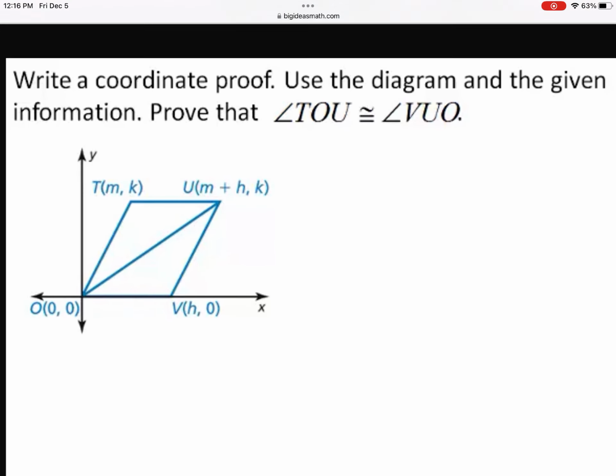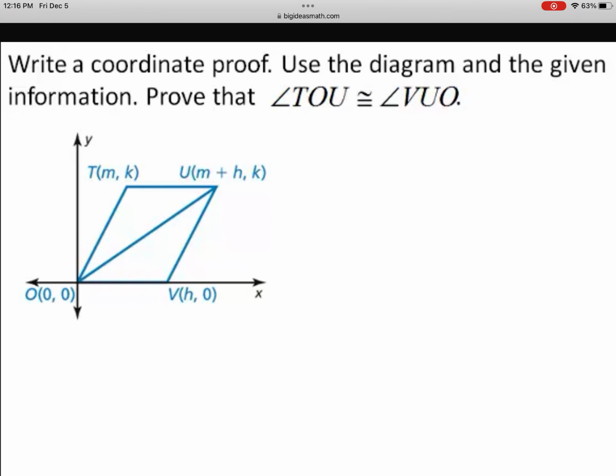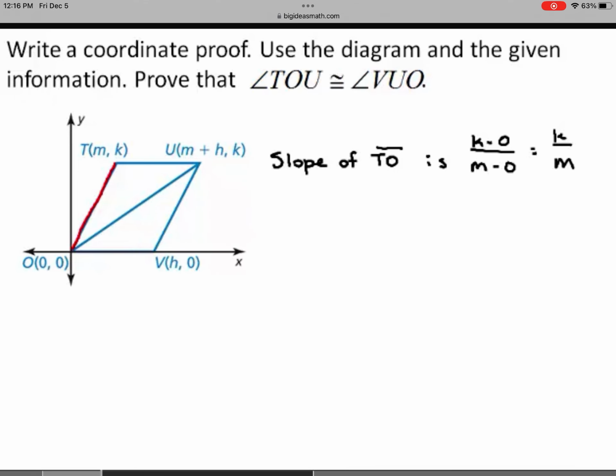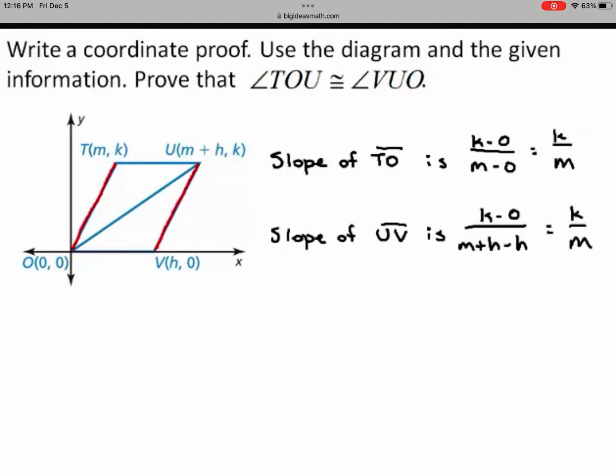Write a coordinate proof. Use the diagram and the given information. Prove that angle TOU is congruent to angle VUO. The slope of line segment TO is (k minus 0) divided by (m minus 0), which equals k divided by m. And the slope of line segment UV is (k minus 0) divided by ((m plus h) minus h), which equals k divided by m.